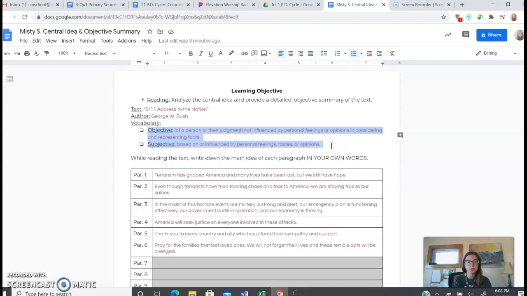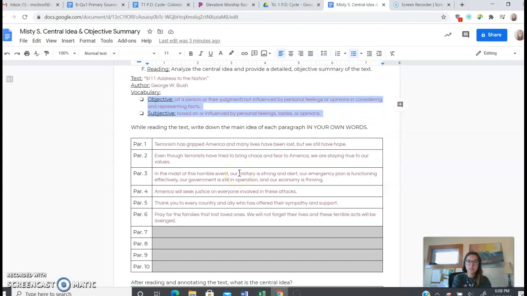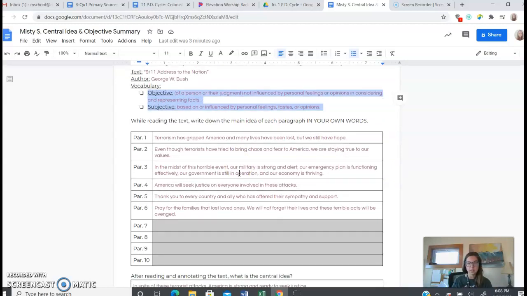So I'm going to use the text, the 9/11 Address to the Nation, and it's by George W. Bush, the president at the time. The first thing that you want to do is obviously just read and annotate the text. And while you're reading the text, stop at the end of each paragraph and write down the main idea of that paragraph in your own words. It's really important not to use the words from the text. You're not quoting the text. You're just processing the information in your own words.